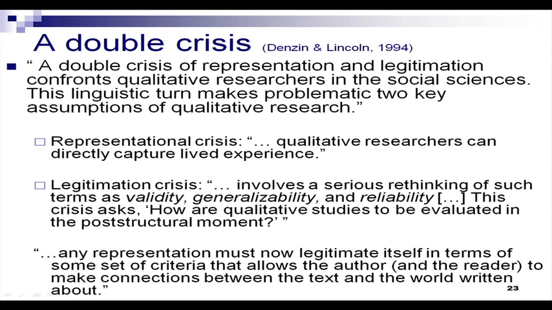Then came the double crisis. A double crisis of representation and legitimation confronts the qualitative researchers in the social sciences. This linguistic turn makes problematic 2 key assumptions of qualitative research. So, in the double crisis, we have 2 types of crisis. We have the representational crisis, where we make an assumption that qualitative researchers have the ability to directly capture lived experience.